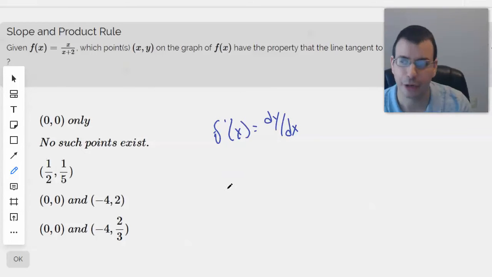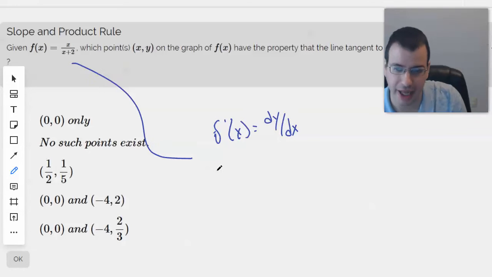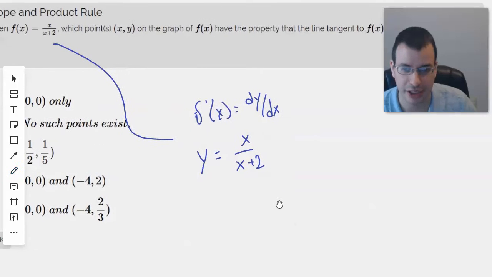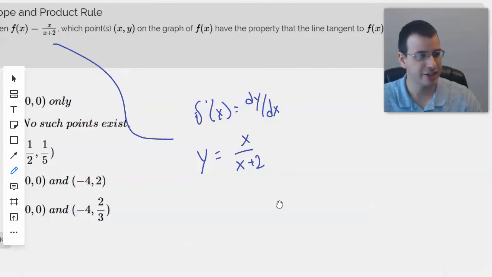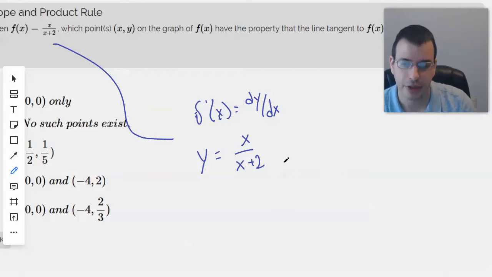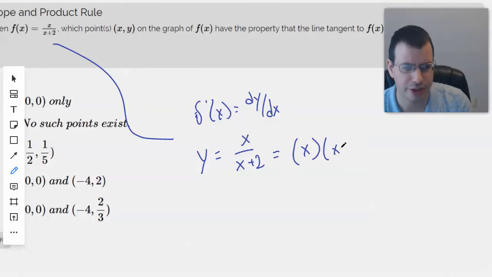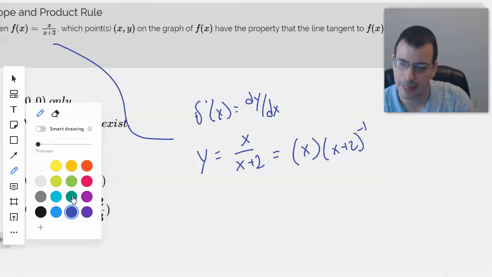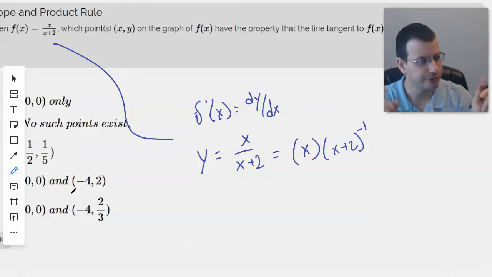So I'm going to rewrite this as y equals x over x plus 2, but now I need to find dy dx from this. And f of x and y are the same. I just feel more comfortable with dy dx, or with y. So I'm going to rewrite this one more time. I know, so many rewrites. x times x plus 2 to the negative 1. And I do the negative 1 part just because it lets me do the product rule.